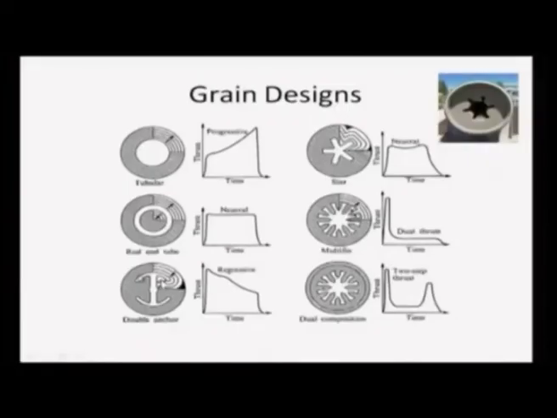Some of the grain designs are shown here. If you have a tubular grain, the variation of thrust with time will change. If you have a progressive burning, the thrust will increase with time. On the other hand, if you have this configuration, it is a neutral burning for quite a bit of the period, as you can see in this schematic. Then you can have a rod and tube, again a neutral burning for quite a bit of the period. Of course, the initial and final stages will not be neutral, they are progressive and regressive, but otherwise it is neutral. Then sometimes we need double thrust or dual thrust.